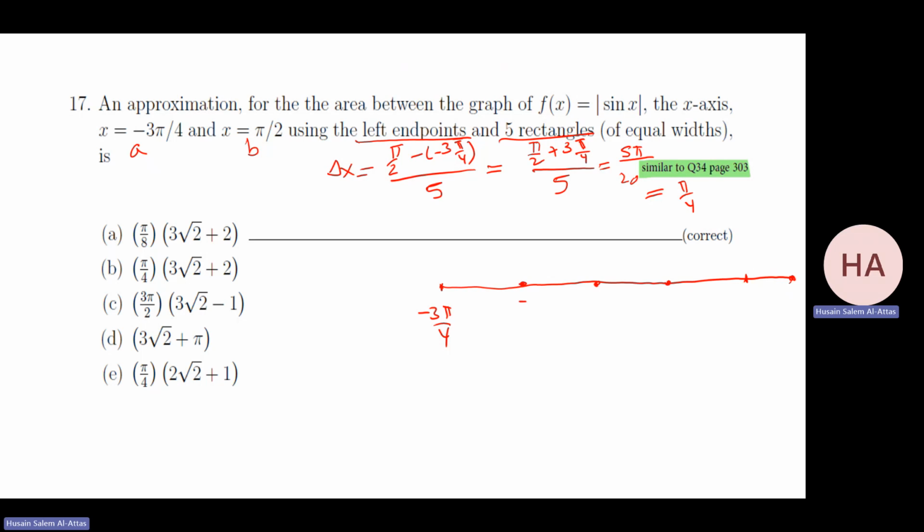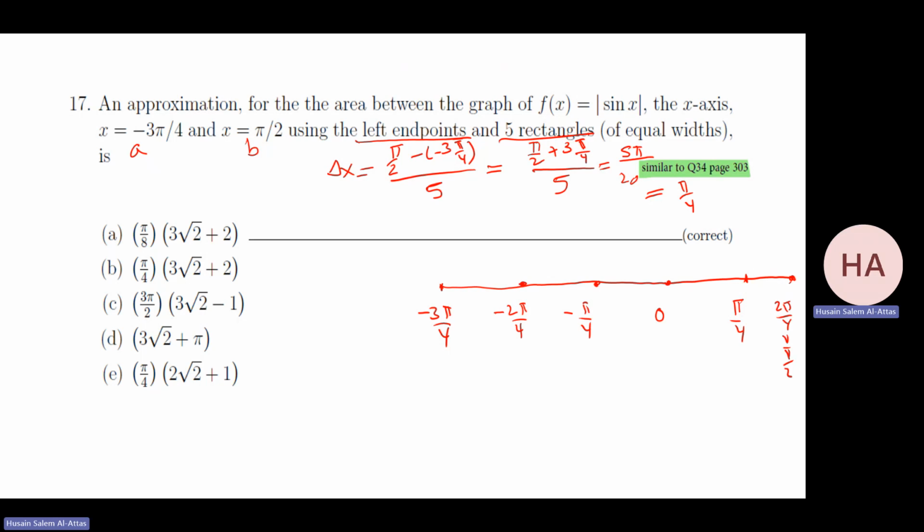Okay, so add pi over 4. That gives me minus 2 pi over 4. Add pi over 4. That's minus pi over 4. Add pi over 4. That will be 0. Add pi over 4. That will be pi over 4. That will be 2 pi over 4, which is pi over 2.